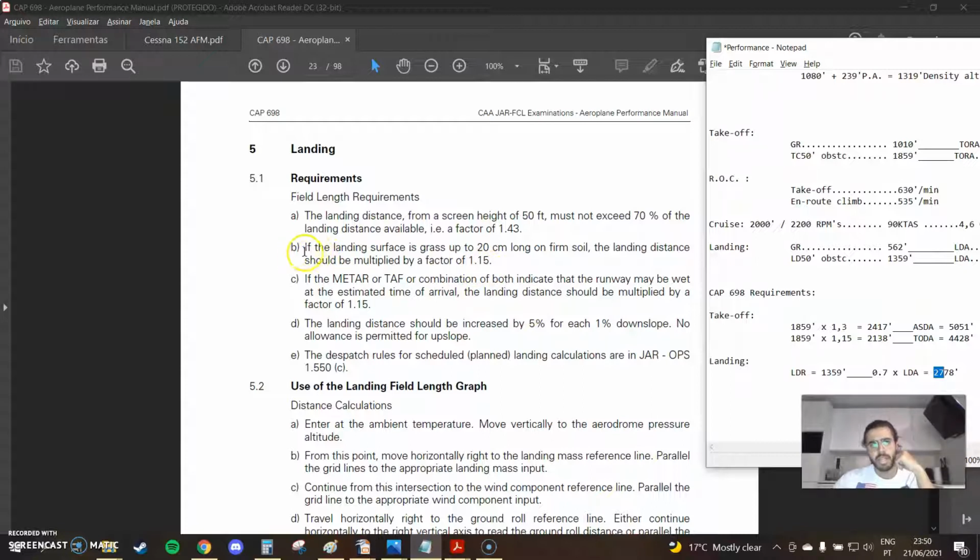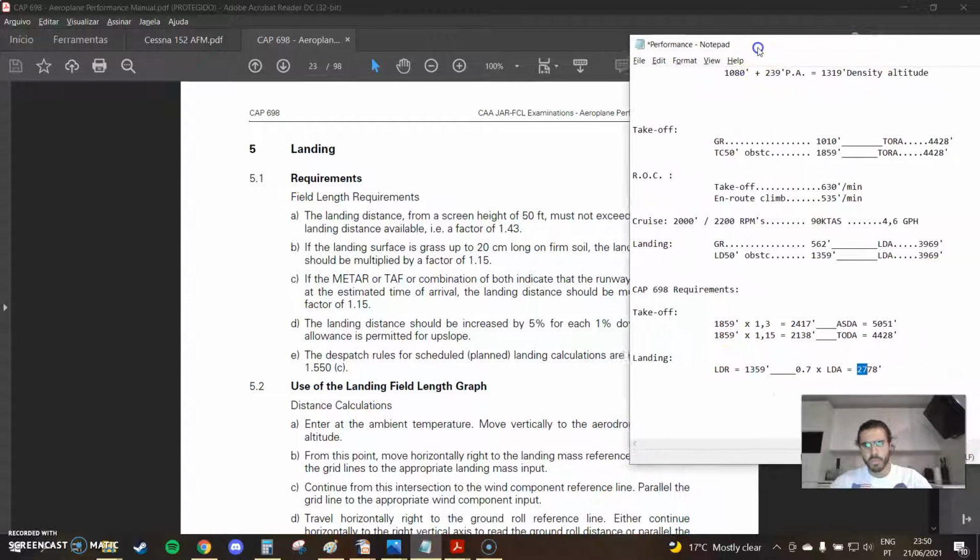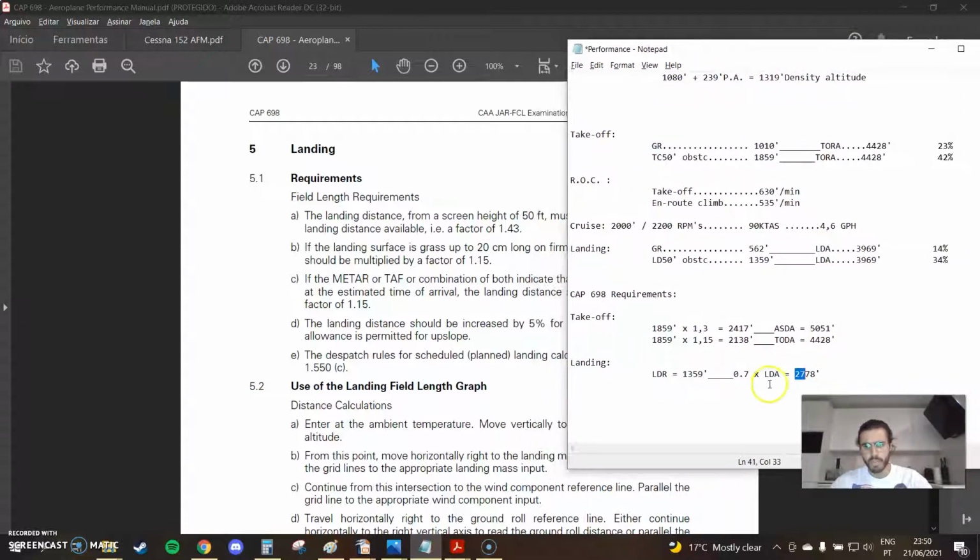Then they add, if the landing surface is grass, not our case. If the METAR or TAF or a combination of both indicate that the runway is wet, you'll need to multiply your landing distance by a factor of 1.15. So you need to add 15% of your landing distance required, which is not our case. Tomorrow it's not going to rain.